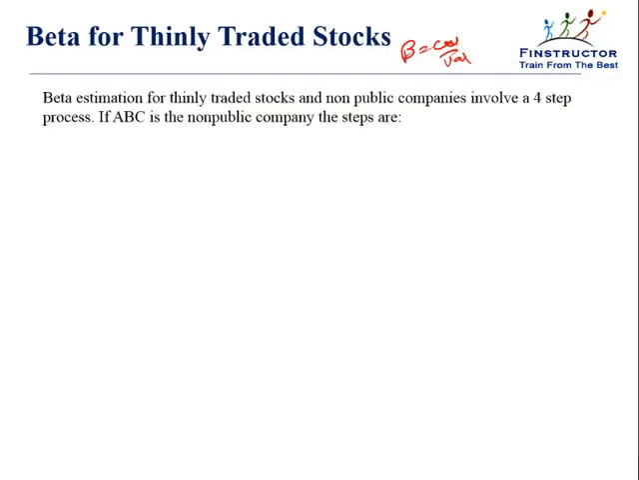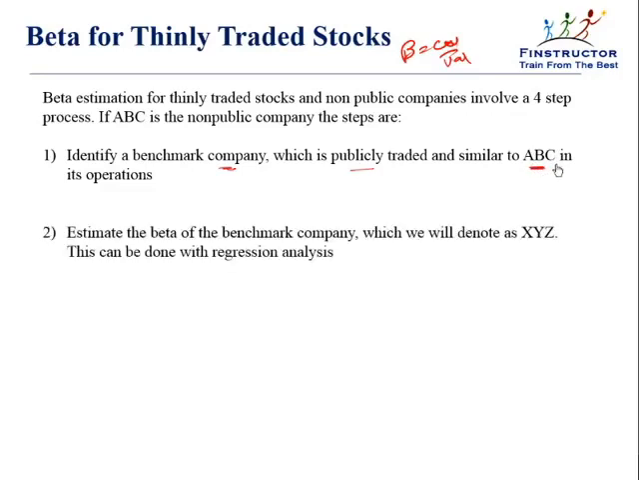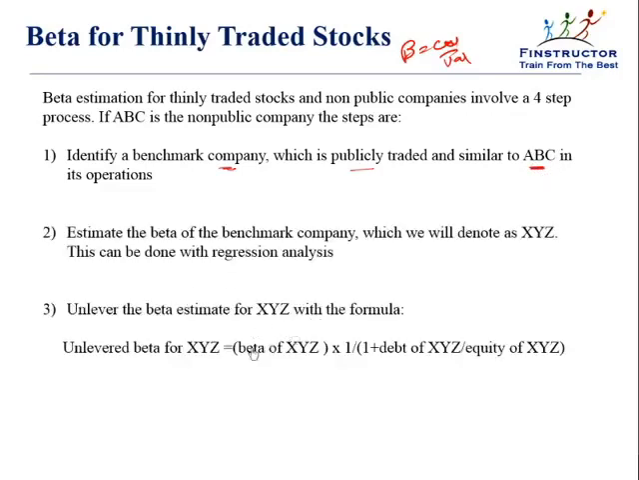So again, what is recommended is that you identify a benchmark company that is a heavily publicly traded company that is similar to the company ABC whose beta you're trying to calculate. Then unlever the beta with the following formula. So the beta of the benchmark company, let's assume it's XYZ, would account for the leverage of the company XYZ.